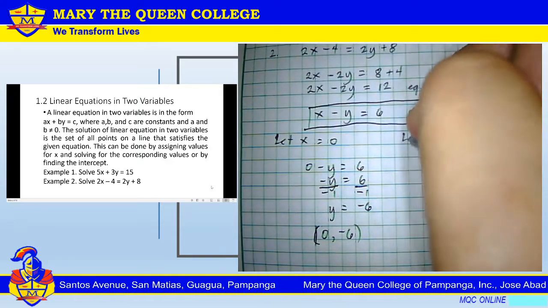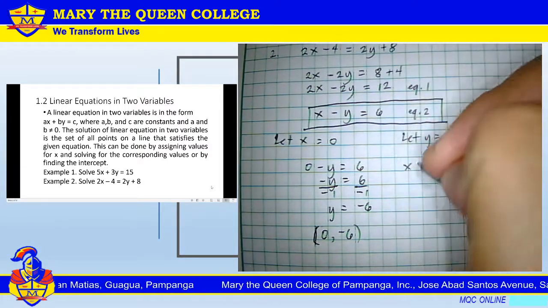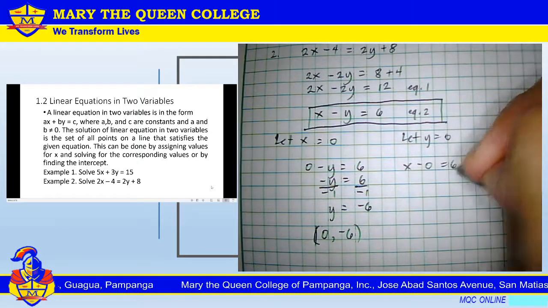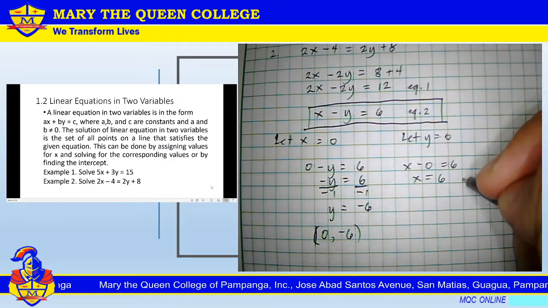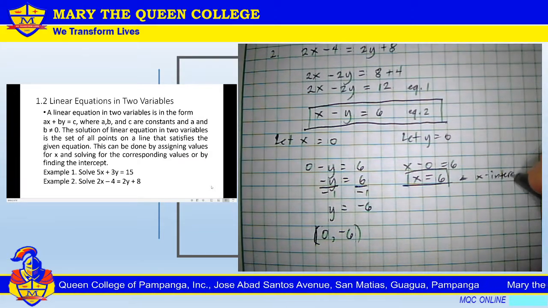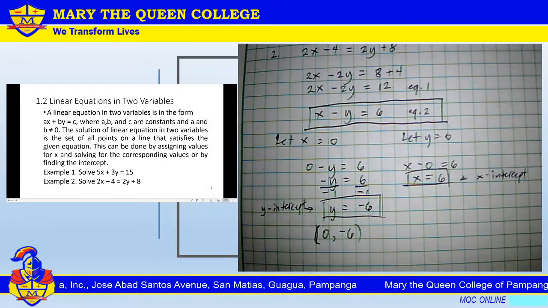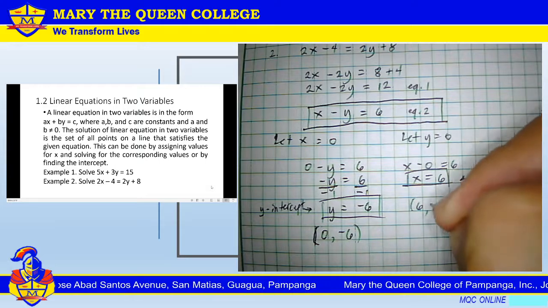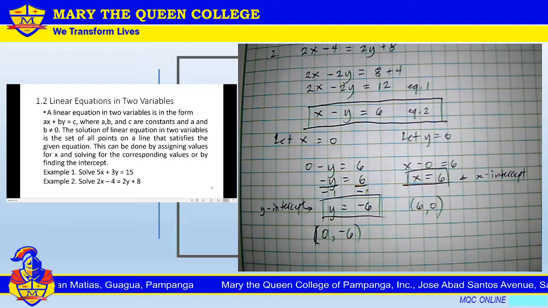We also let y be equal to 0. So we have x minus 0 is equal to 6. So x is equal to positive 6. So this is now our x-intercept. Then the y-intercept is y is equal to negative 6. So our ordered pair here would be 6 and 0. So that's how simple we can solve for the 2 points of our given linear equation in two variables.